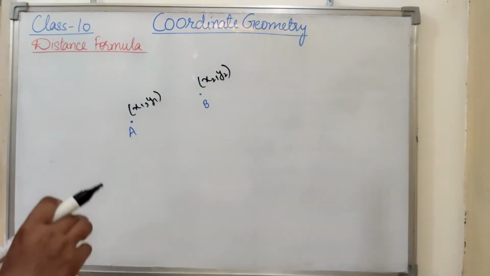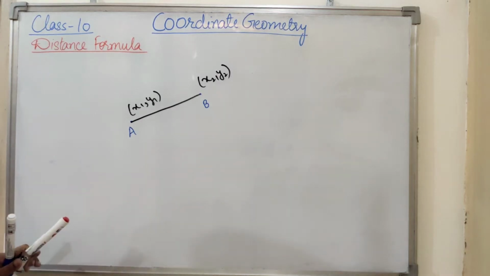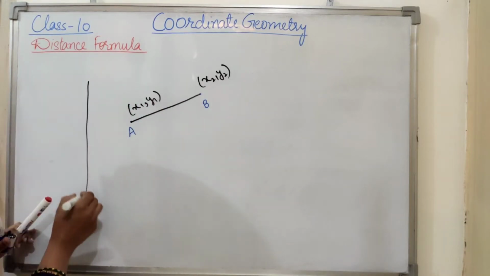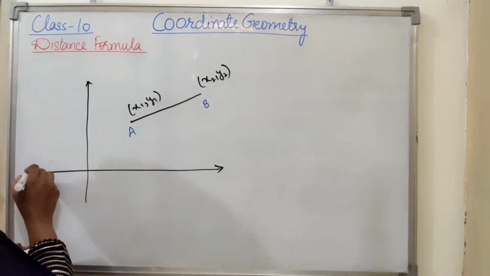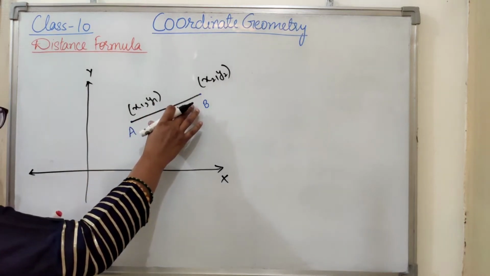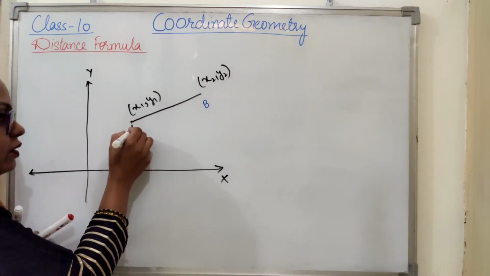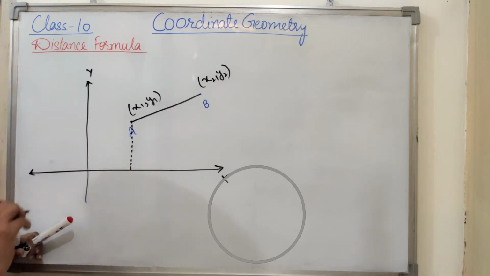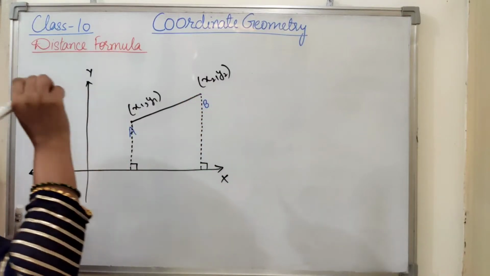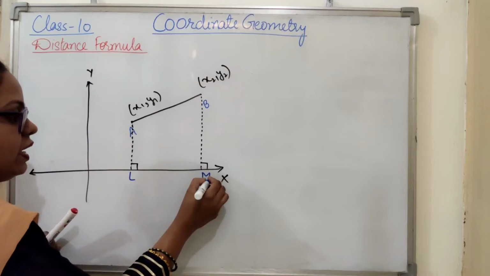Now if I am interested in the distance between these 2 points, then we will see how to find out this distance. Now as these points' coordinates are given to me, let us draw the axes here, right? So if I have to find out the distance between these 2 points, first thing I have to do is to drop a perpendicular from point A on the x-axis, right? Similarly, I will drop a perpendicular from B on the x-axis, right? So this is, let's say, L, this is, let's say, M.